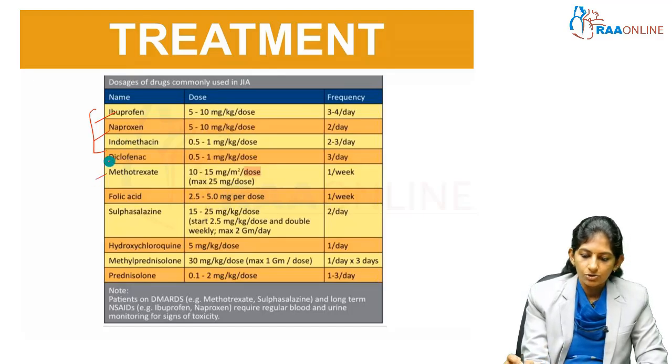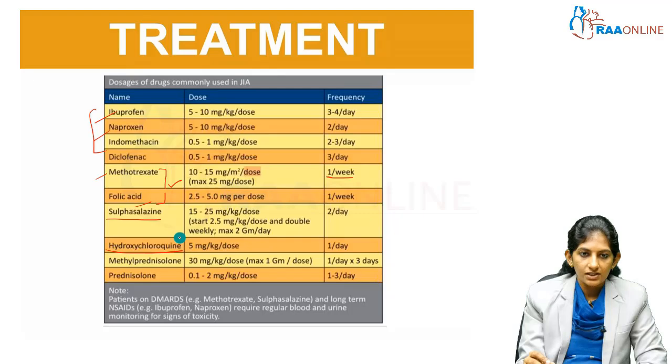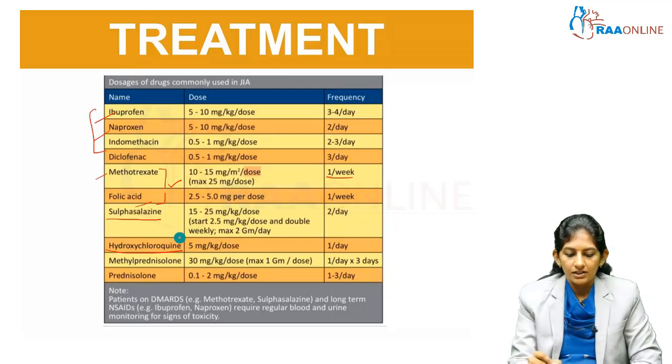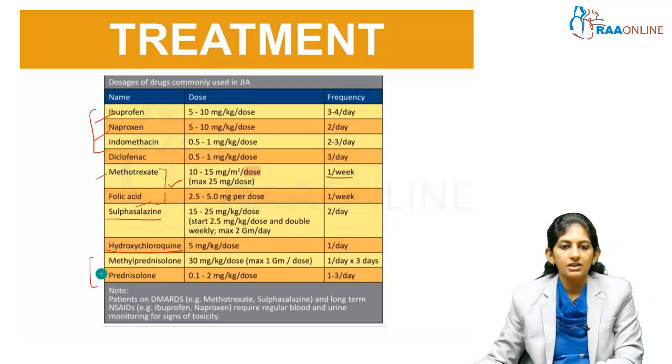Methotrexate is given subcutaneous or oral once a week. Folic acid, whenever you prescribe methotrexate, give folic acid. Sulfasalazine is given in ERA. HCQ is also given in cutaneous manifestations. Prednisolone and methylprednisolone are systemic steroids.